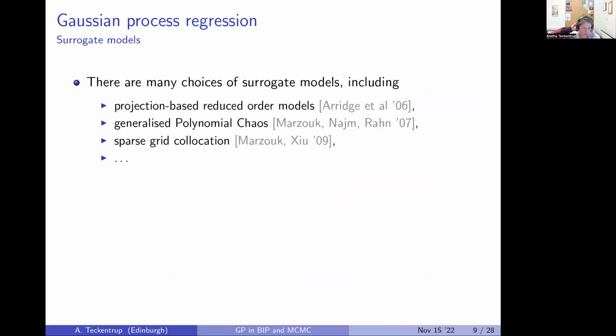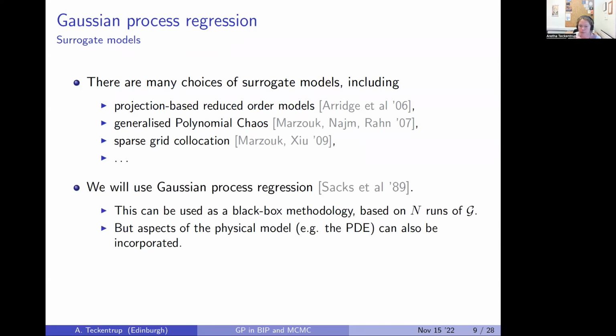So there are very many different choices that you can use. Reduced order models is a very wide topic with a lot of active research, so there's really a lot of things that you can do. I've given you some references here, in particular in the context of inverse problems. What we'll be using is Gaussian process regression. That's what we'll be using as our surrogate model or reduced order model. That goes back a long way in the spatial statistics literature.